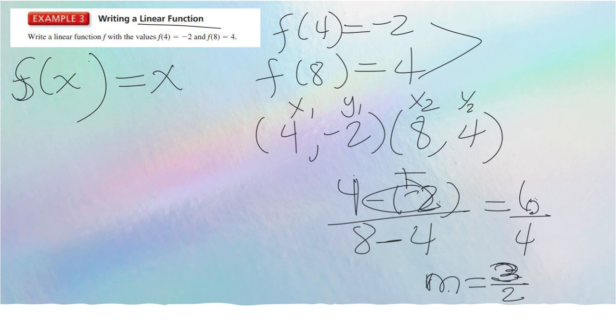And now how am I going to write this function? I'm first going to use my point slope form, which is going to be y minus what? Y minus negative 2, which is basically plus 2, correct? Because it cancels out. Equals what?